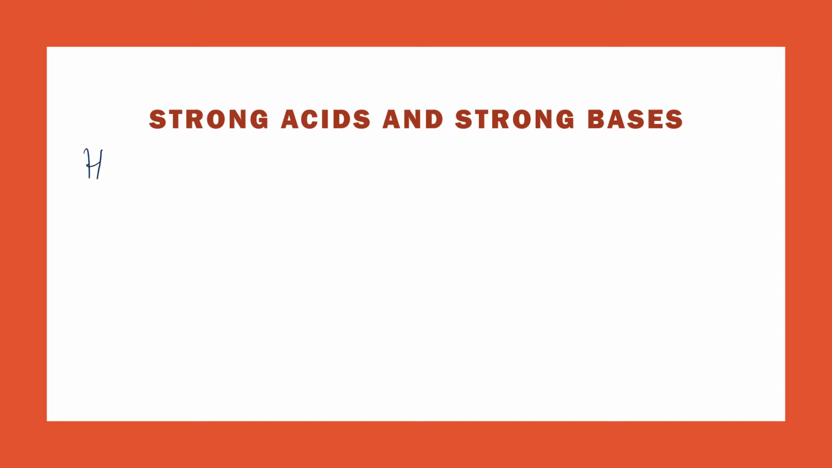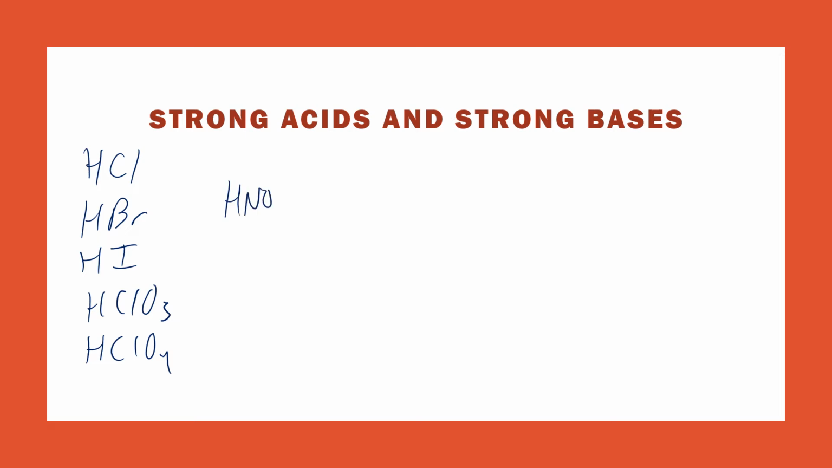For acids, there are 7 strong acids: HCl, HBr, and HI, HClO3, HClO4, HNO3, and H2SO4. Those are your strong acids. That means when you're writing a net ionic equation, you would completely dissociate them.